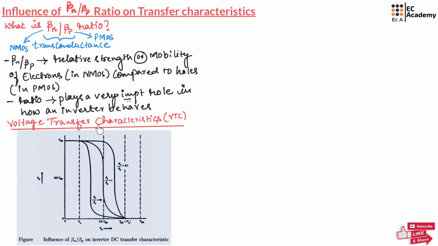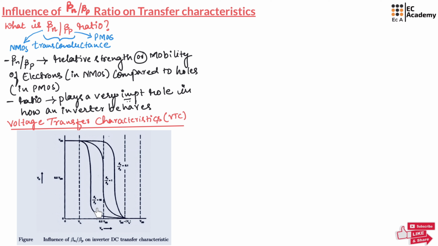Now let us understand the voltage transfer characteristics. To understand the behavior of the inverter on the basis of the beta n by beta p ratio, this figure shows the voltage transfer characteristics of a CMOS inverter. Here we have taken different beta n by beta p ratios to understand the behavior of the CMOS inverter. The x-axis is the input voltage and the y-axis is the output voltage. You can observe a few curves that are shifted based on the beta n and beta p ratio.